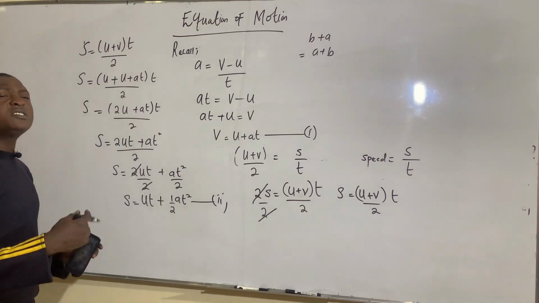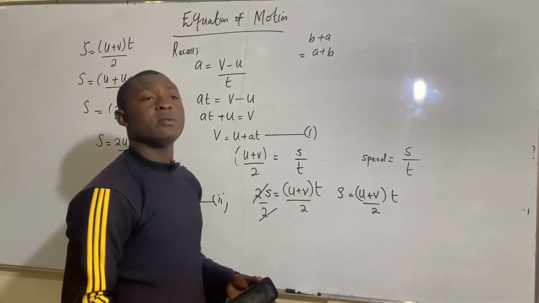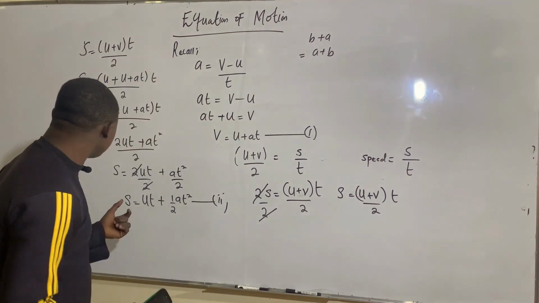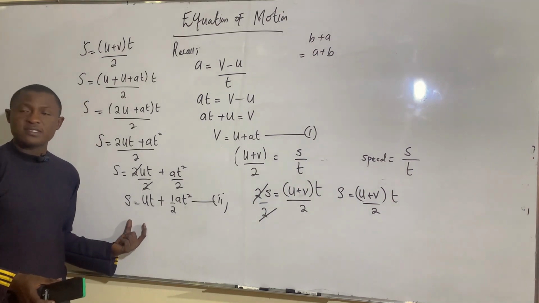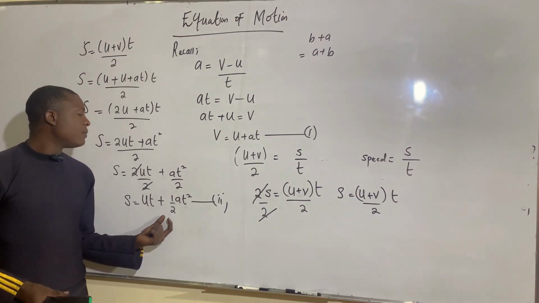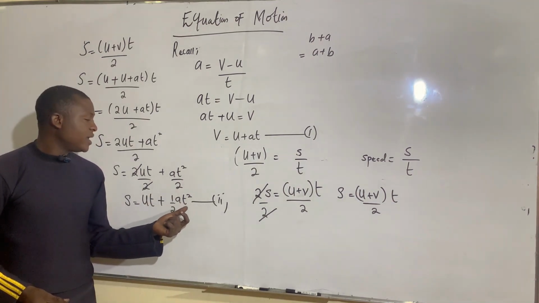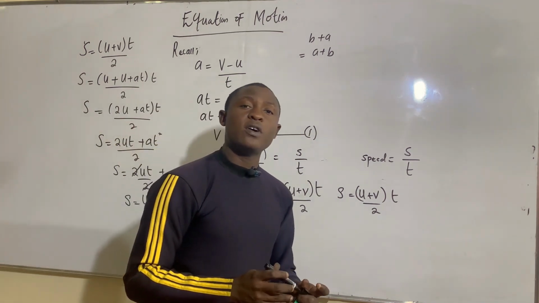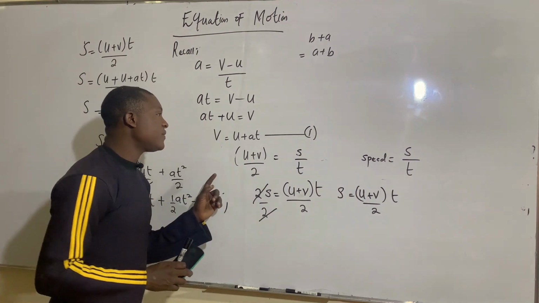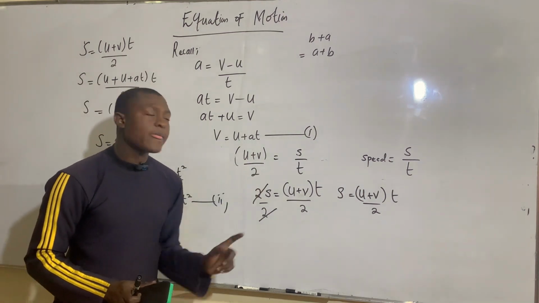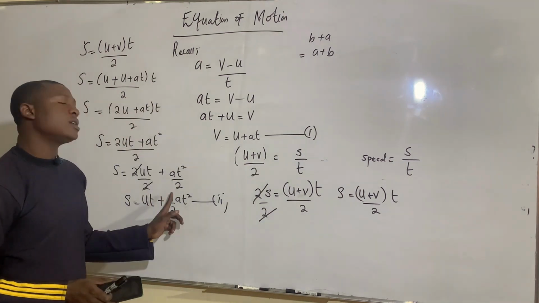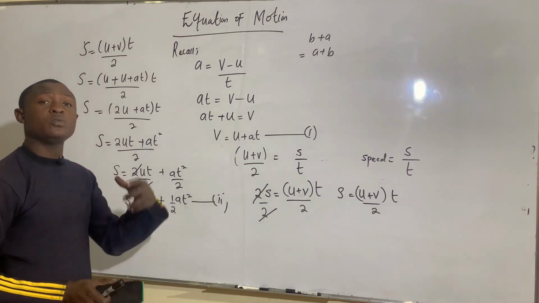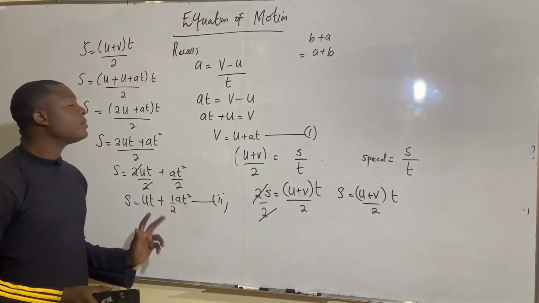You can see the derivation is just so simple. You don't need to worry about anything here. Now you can see what we have for this one is that x is equal to ut plus 1 over 2 at squared. So this is our second formula for equation of motion. So the first one we derived is v is equal to u plus at. The second one we have is ut plus 1 over 2 at squared. And we have explained what each term represented.